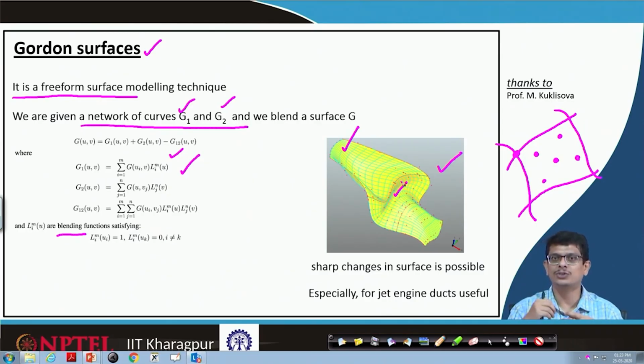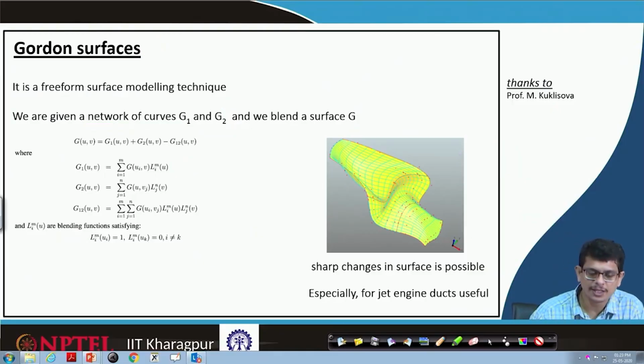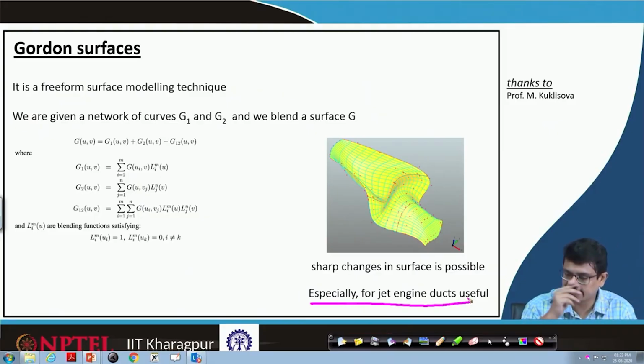Now, you want to reconstruct it and transfer that entire data to your 3D printing object. Then what you do is use those pixel informations, construct these Gordon surfaces, and teach it to the computer or to that machine element, and print it that way. For that purpose, these Gordon surfaces will be used. Especially for jet engine ducts and other things where sudden abruption happens, you use these Gordon surfaces.